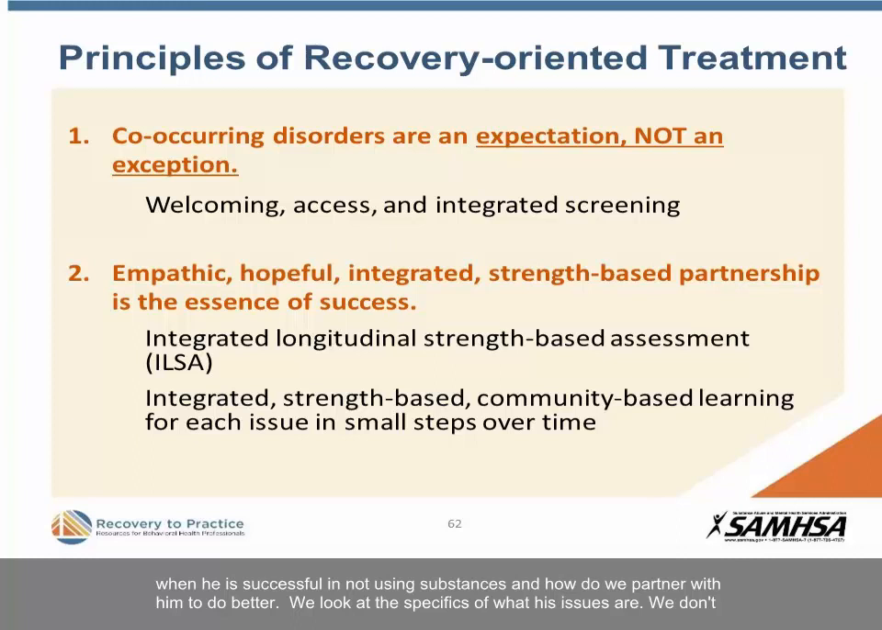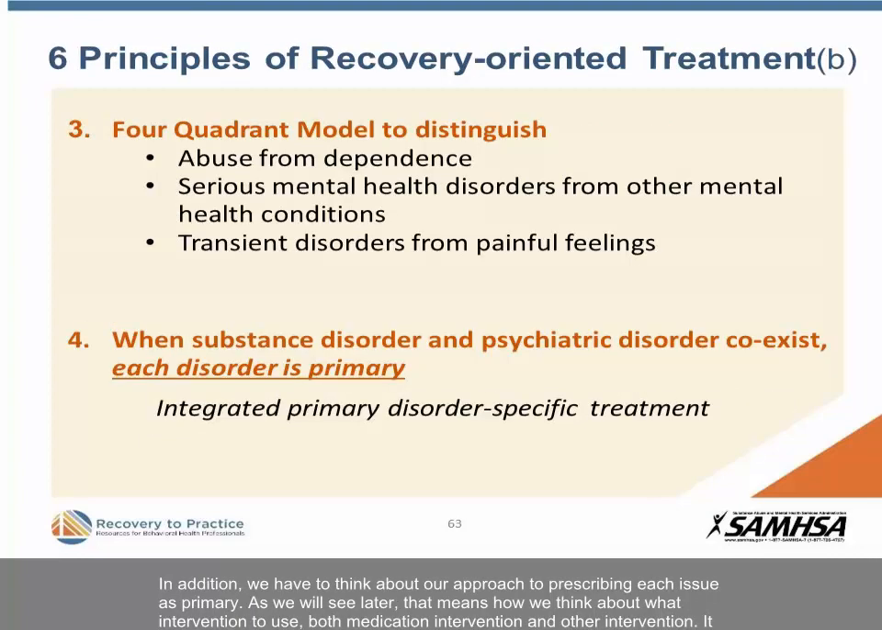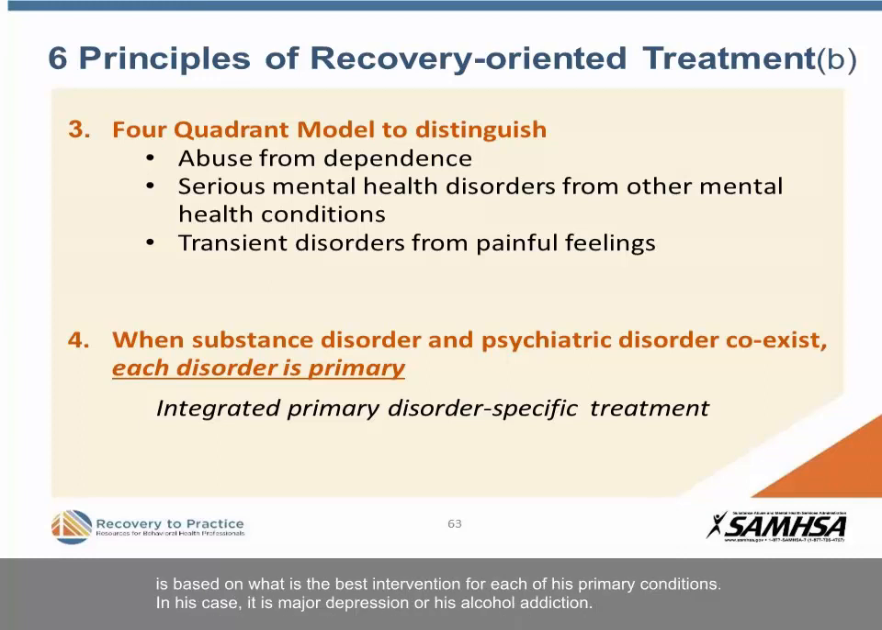We look at the specifics of what his issues are. We don't treat Nick as someone with co-occurring disorder as if all people were the same. In addition, we have to think about our approach to prescribing as each issue is primary. And as we'll see a little bit later, that means how we think about what interventions to use, both medication interventions and other interventions, is based on what is the best intervention for each of his primary conditions. In Nick's case, major depression and alcoholism or alcohol addiction.